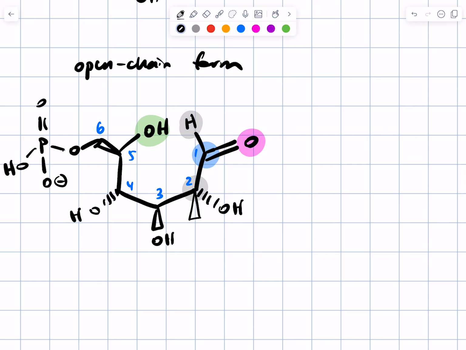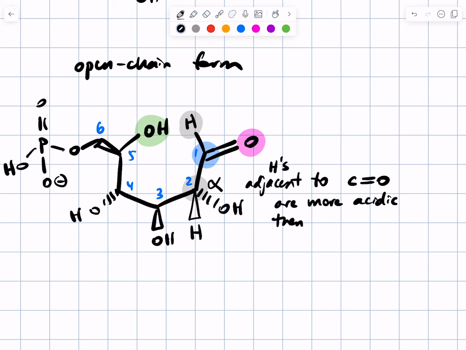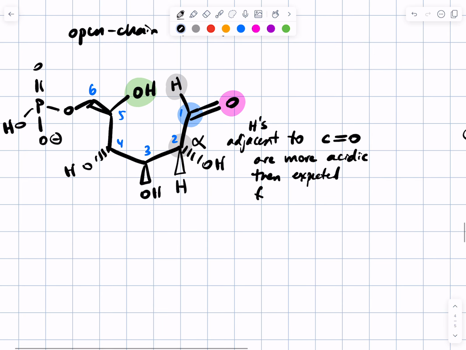And the observation is this. Protons that are alpha, meaning adjacent to carbonyls, are more acidic than expected for an sp3 hybridized carbon-hydrogen bond. Do you remember the reason for that? Why being alpha to a carbonyl might make you more acidic?